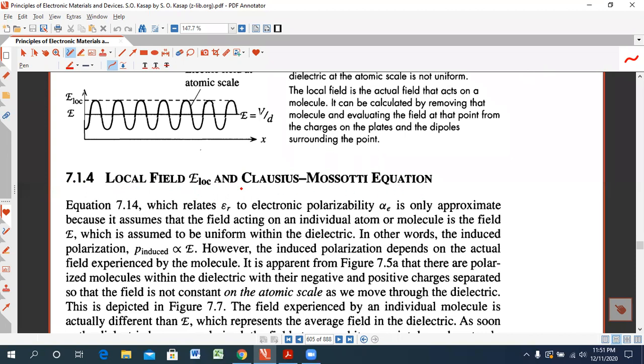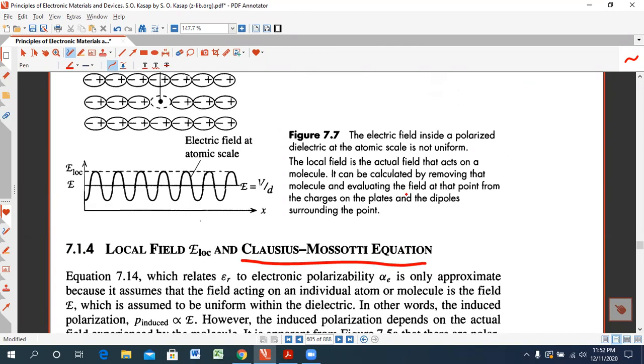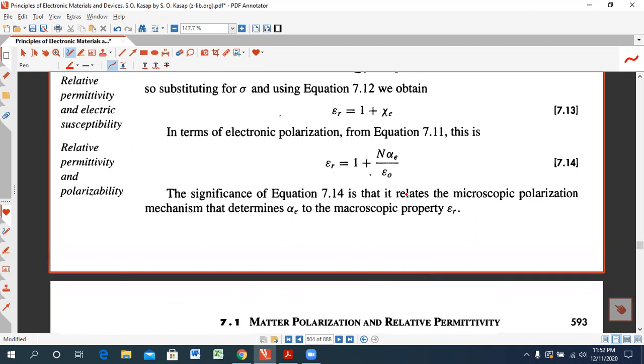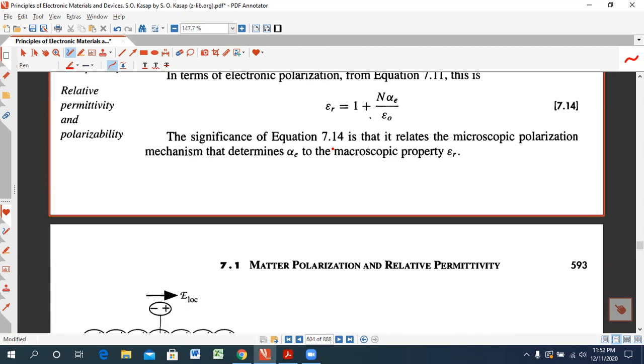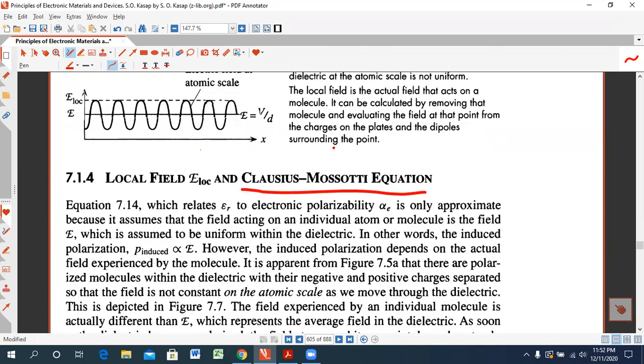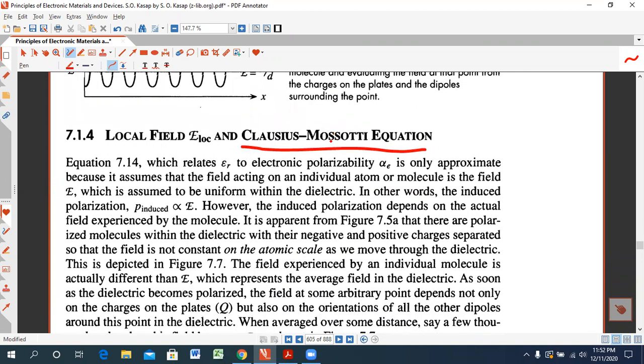Look, this Clausius-Mossotti equation is very important for polarizations, or electronic polarizations, this sort of thing. Previously we have learned about the relative permittivity and the electronic polarizations, and there are a few terms, the relationship between the permittivity and the conductivity and these sort of things. Now today we'll basically start from the E local.